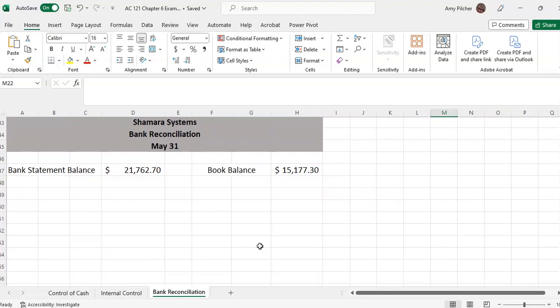Now we're going to start on the bank statement side. So on the bank statement, we add deposits in transit, so outstanding deposits. We subtract outstanding checks, and then we add or subtract any bank errors that happen on the bank side. Okay, so the first thing we're going to do is look at deposits.